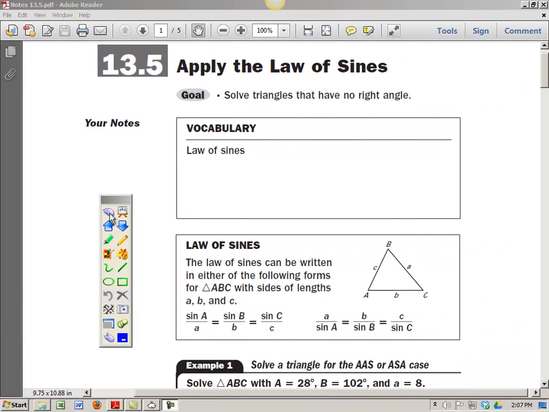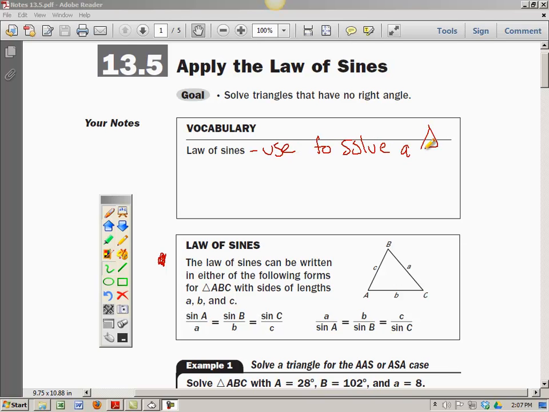Hey guys, the fifth lesson of chapter 13 is called Apply the Law of Sines. Now, the law of sines by itself, we're not going to sit here and define it because it's right in this box down below. But I just want you guys to know that you use the law of sines to solve a triangle.